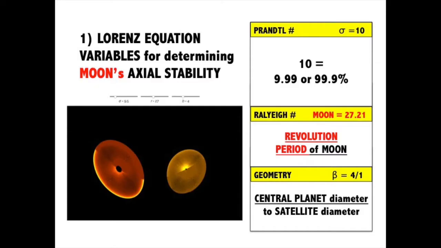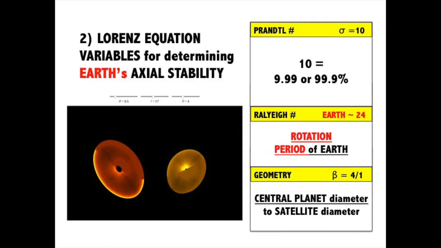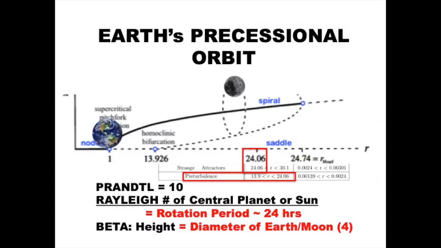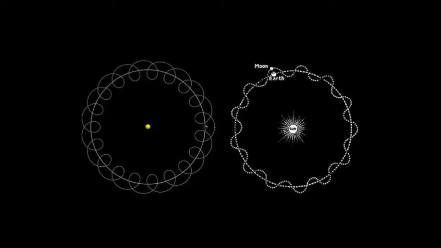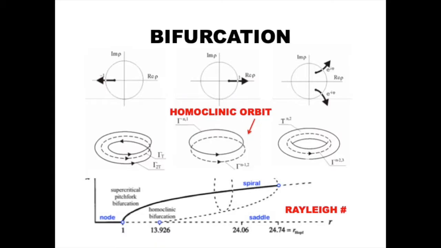The Rayleigh number for the satellite is its revolution period, and the Rayleigh number for the central body, the central sun or the central planet around which the satellite or planet orbits, is the rotation period. So the evidence for this, explained quite simply, is that if we look at the Earth's Rayleigh number, it shows a stable homoclinic orbit, where if we look at the Moon's Rayleigh number, it shows a more toroidal orbit, and homoclinic orbits are simply regular orbits.